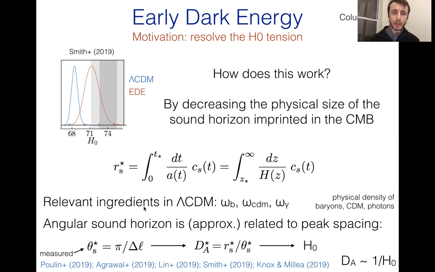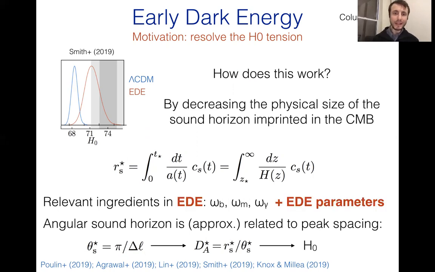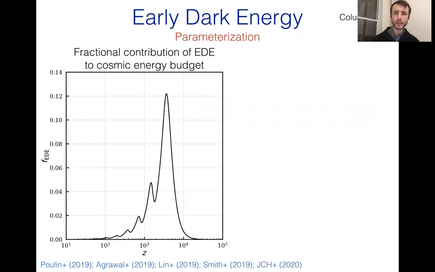The reason that this is important is that we actually measure the angular size of the sound horizon, theta_s star, which is basically the inverse of the peak spacing in the CMB power spectrum. Now, if you want to hold theta_s star fixed, if we then decrease r_s star, then we'll be decreasing D_A star, the angular diameter distance, and thereby will be increasing H naught. So the basic shifts go as one would like them to. All right, in EDE, we'll introduce some additional parameters that are going to affect this quantity.